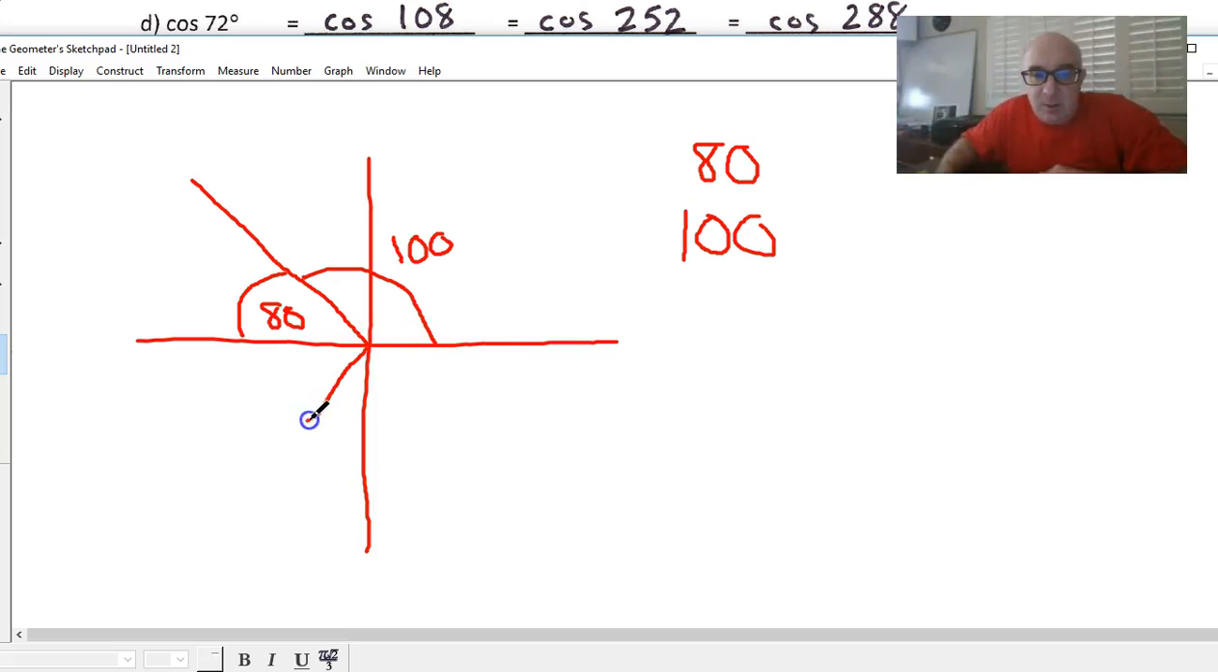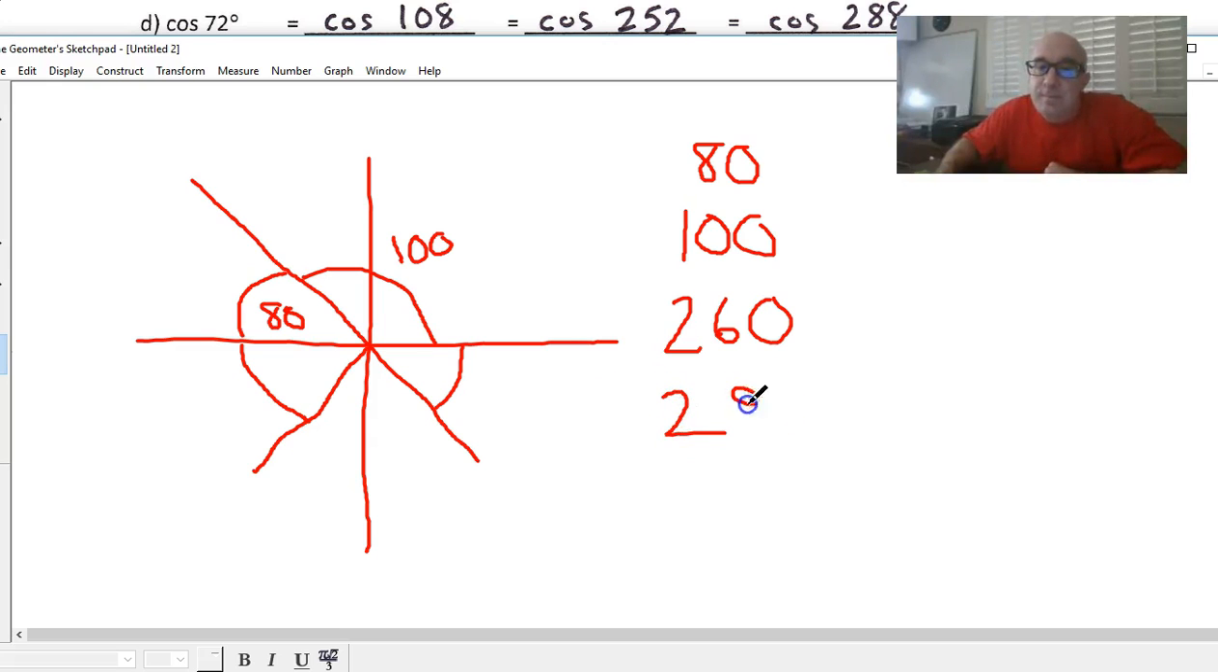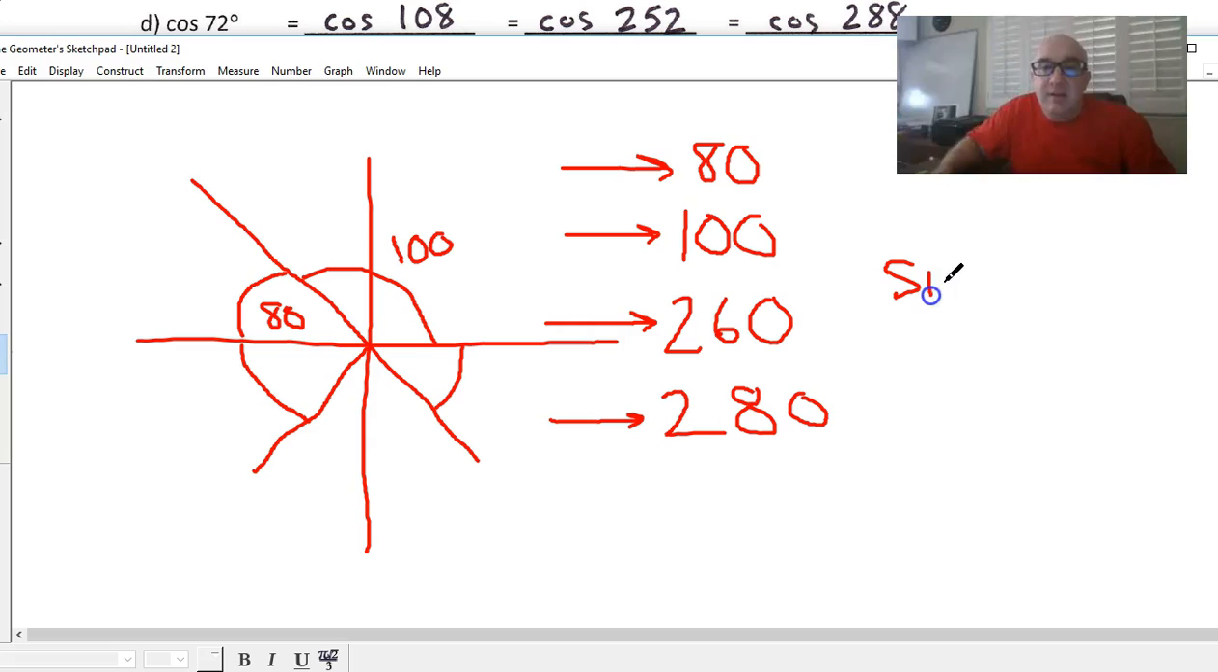If I wanted to have another one, I would add 80 to 180. That's 260 is another one. And if I wanted another one, I would subtract 80 from 360. What's that? That's 280. Now these happen to be the angles that would all produce the same triangle, one in each quadrant.